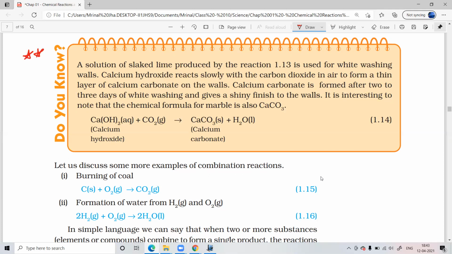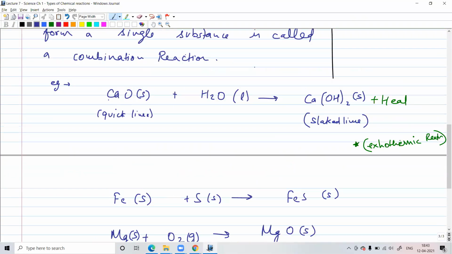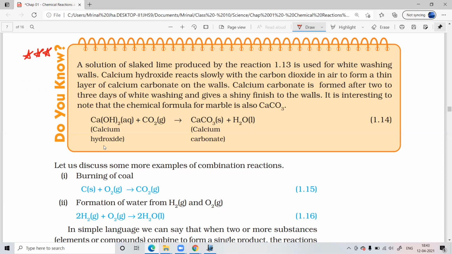You should remember this. What was happening just now? We saw an example of this reaction. Quicklime combined with water. You mix it with water and you use this calcium hydroxide. So this quicklime is used for whitewashing the walls. In olden days, they used to use this quicklime. Even nowadays, they still use it. Okay, so a solution of slaked lime, which is produced in the reaction above, is used for whitewashing walls. Important point, remember it.